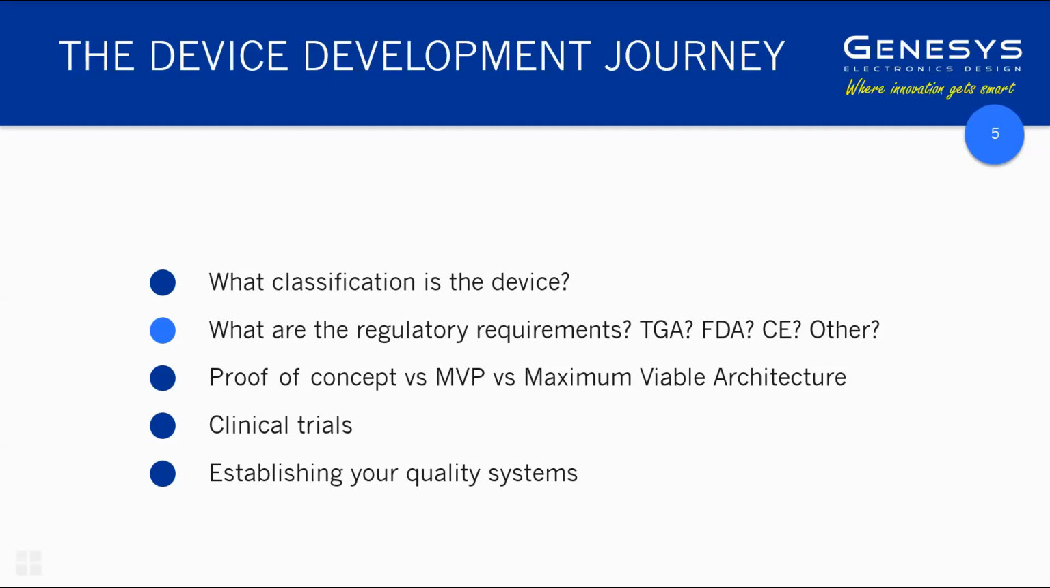product and what we at Genesis call maximum viable architecture, which is to really understand the roadmap of where your product's going to go from a systems architecture point of view, and thinking, again, starting with the end in mind, about what you can do at the early stages to make the whole development process as efficient and effective as possible.